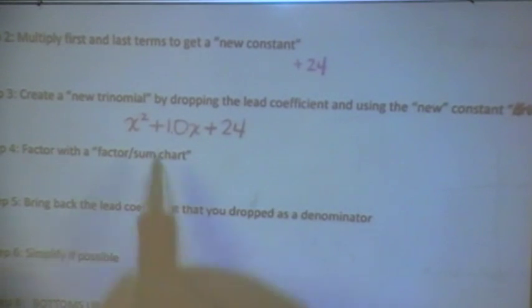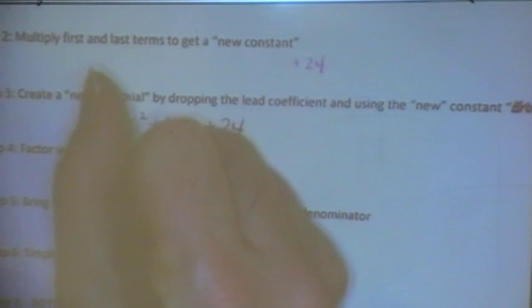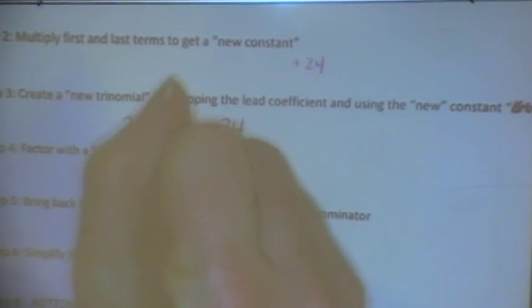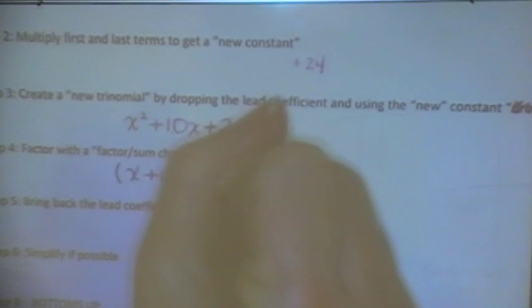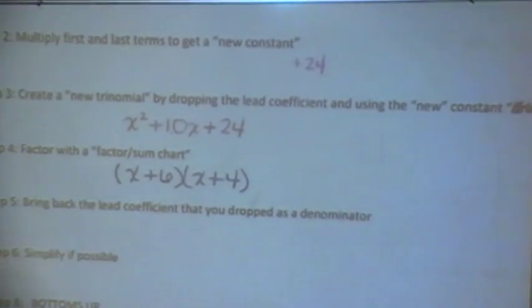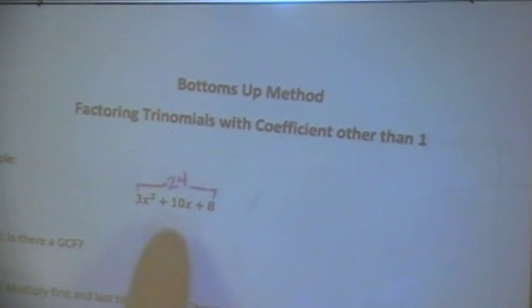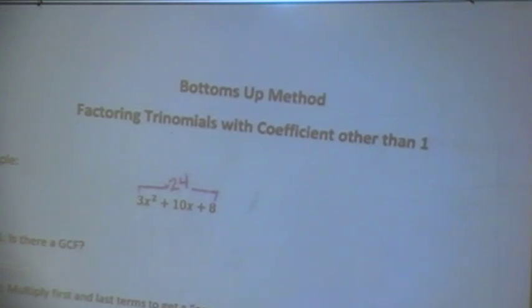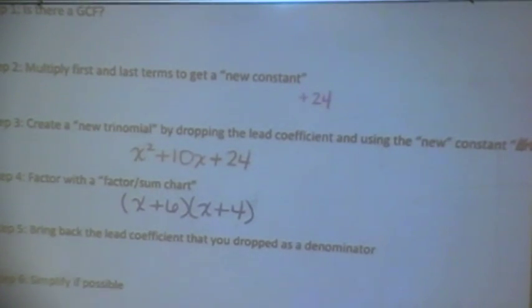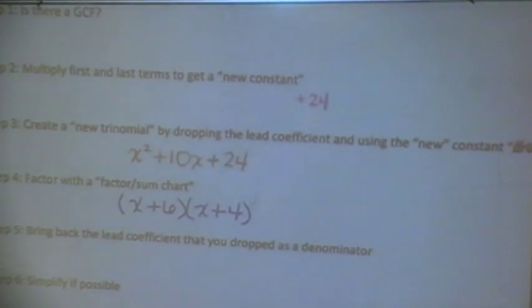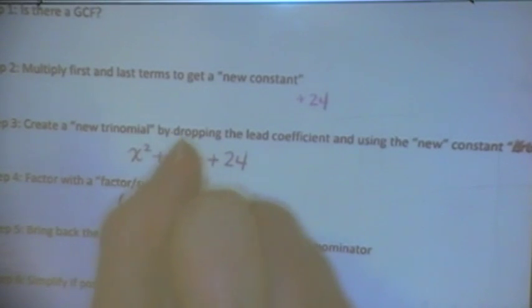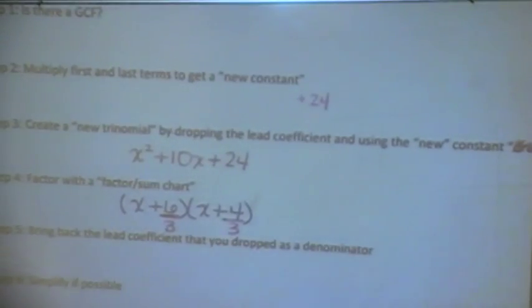Now this trinomial, I am going to factor with a factor sum chart. If you don't need the factor sum chart, that's okay. That would give me x plus 6, x plus 4. Now, you are not finished. It can't be that easy because remember, we dropped off a lead coefficient. I can't just ignore that. So step 5 says I have to bring back that lead coefficient as a denominator. So I'm going to bring back the lead coefficient of 3 and just put it right here under these.